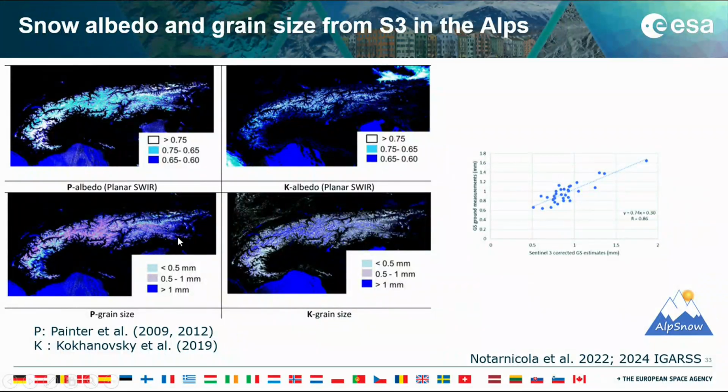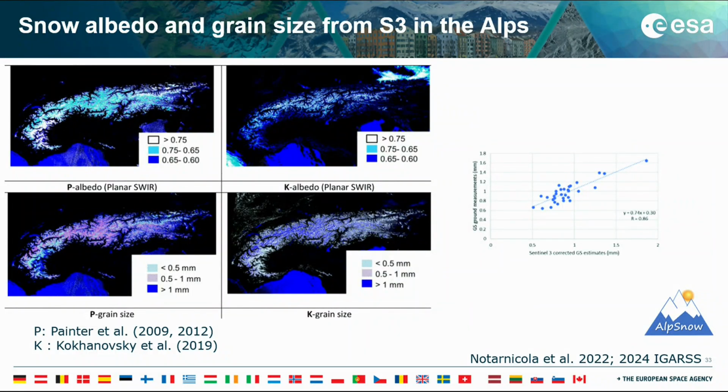So they gave quite different results, but at least it is a demonstration that this data can be used to retrieve snow albedo and grain size, and they correlate quite nicely with ground measurements. And you can imagine that the ground measurements of grain size are quite complex, because there are many different approaches and methods to measure the grain size of snow.